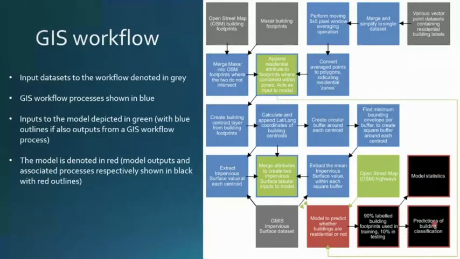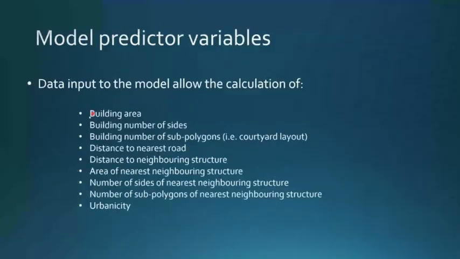We use the random forest and the extreme gradient boosting base learners. We tried other base learners, but they persistently weighted to 0 in the output, so we skipped them. So the data input to the model allows the calculation of various model predictor variables such as building area, distance to nearest road, urbanicity, that kind of thing. I won't go into that in too much detail.